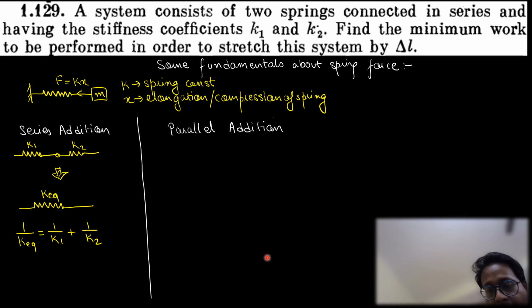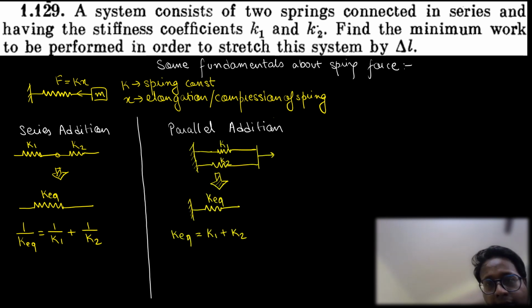Now for parallel addition. See, in parallel addition, if two springs of spring constant K1 and K2 are added in parallel, the K equivalent would be given by K1 plus K2. Now note out here, in parallel addition, the elongation of both the springs is the same. However, the elongating force or the compressing force of spring 1 is very different from the elongating or compressing force of spring 2.